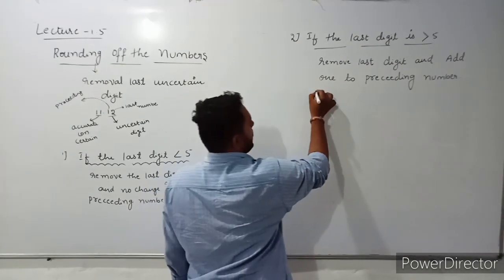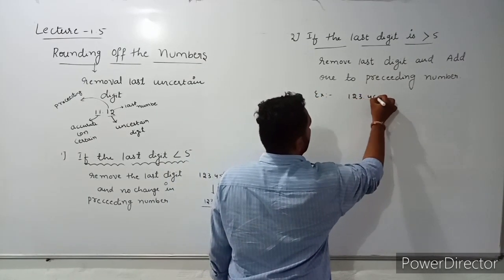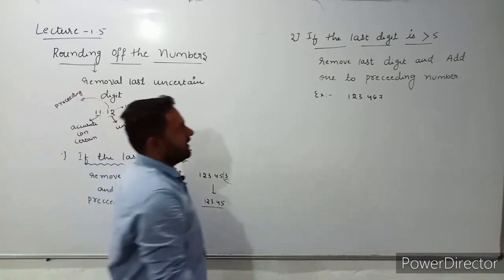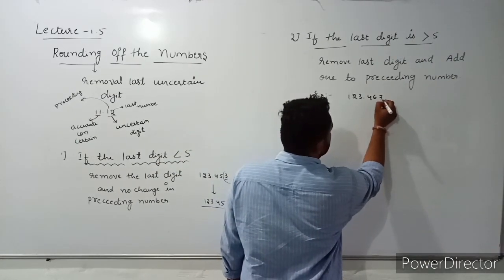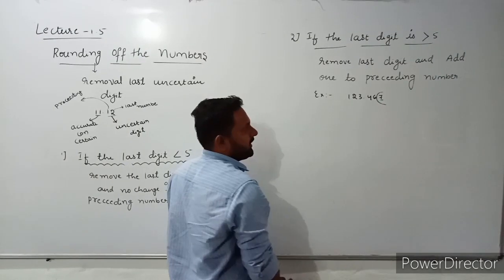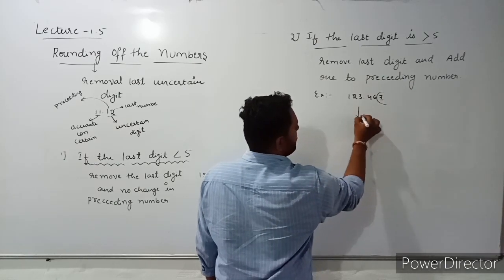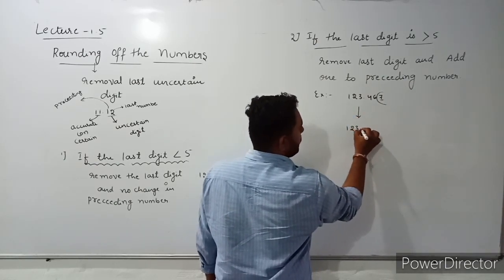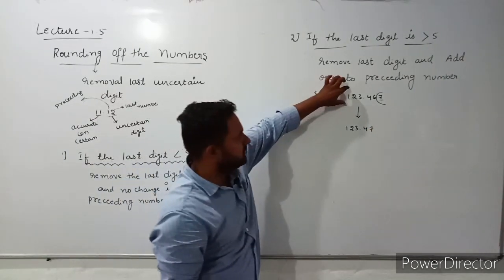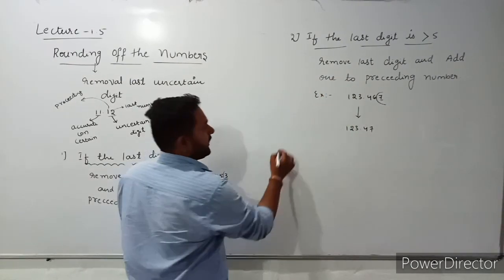Let us check one example. For example, 123.457. Now round off this number. See here the last number. Here the last number is greater than 5. So you have to remove that number, and in addition add 1 to preceding number. Then the number becomes 123.46. This is the rounded number. This is the final answer for this number. Okay, next, the third rule.